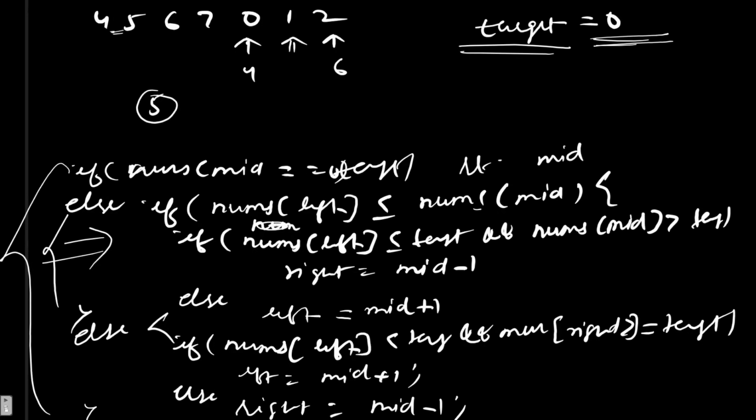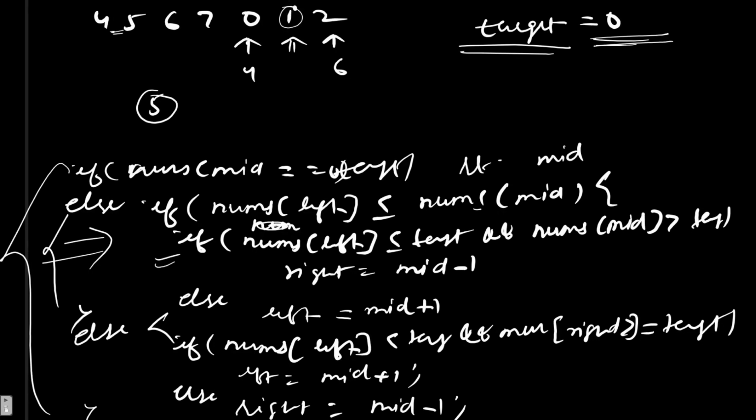And again we will check if nums of left is lesser than or equal to nums of mid. You can see that nums of left is lesser than or equal to nums of mid. So we'll come again in this part, and we'll check if nums of left is lesser than or equal to target. So this condition is true. And we have to again check if nums of mid is greater than target. So nums of mid is greater than target, so this condition is true in this case.